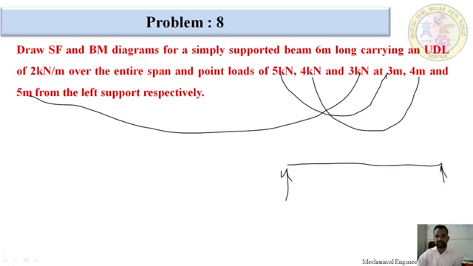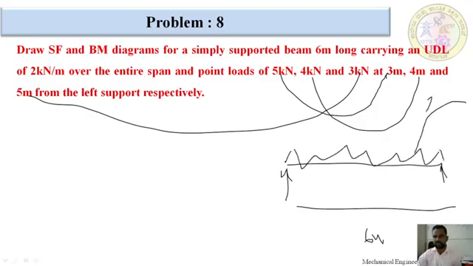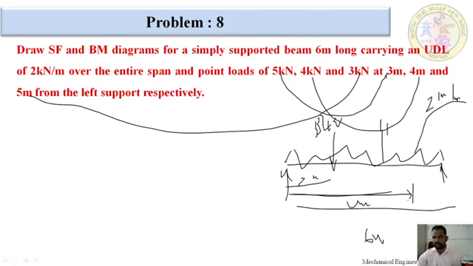First of all, the whole length is 6 meter. The UDL is given over the full length. How much magnitude? 2 kilonewton per meter. And the point loads are given from the left support. One is at a distance of 3 meter, magnitude 5 kilonewton. From the left support, up to a distance of 4 meter, another point load is given, magnitude 4 kilonewton. And at a distance of 5 meter from the left support, another point load, with a magnitude of 3 kilonewton.